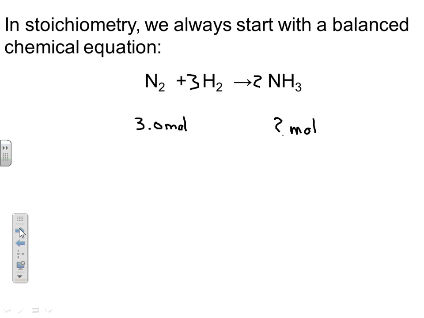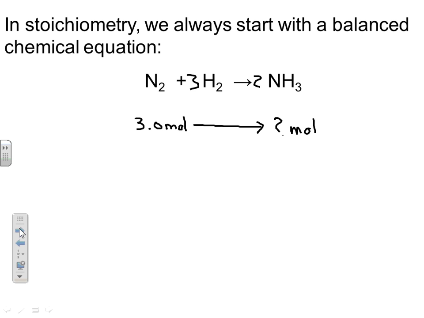So very often in a question, we will be given information about one of the reactants, and we will want to find out something about either another reactant or a product. I like to write in maps. I like to write what unit we're starting in and where we're heading. So I like to draw a line in here to represent the fact that we're starting with 3 moles, and we want to find out how many moles of the NH3 there are.